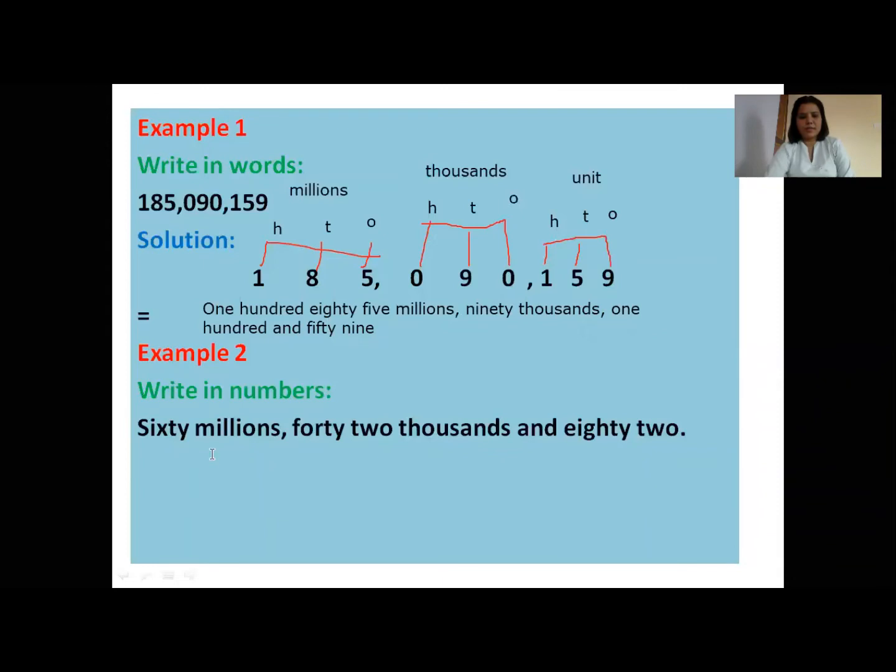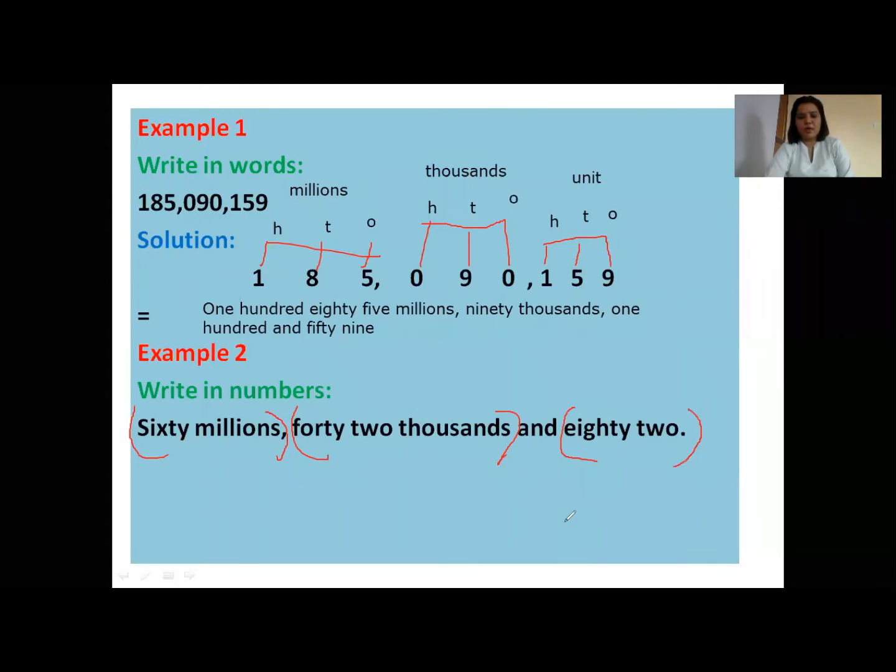So next is write in numbers: 60 millions, 42 thousands, and 82. Now first we are going to group this number in different periods. So this one is in millions, and these are in thousands, and these two numbers are in unit.